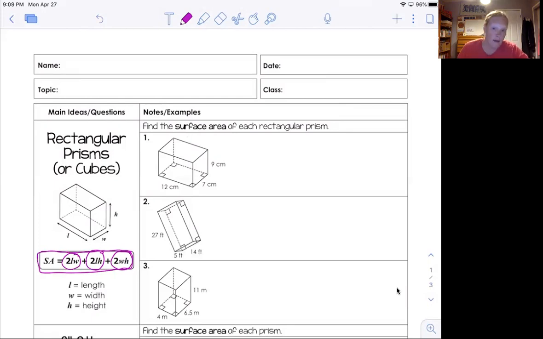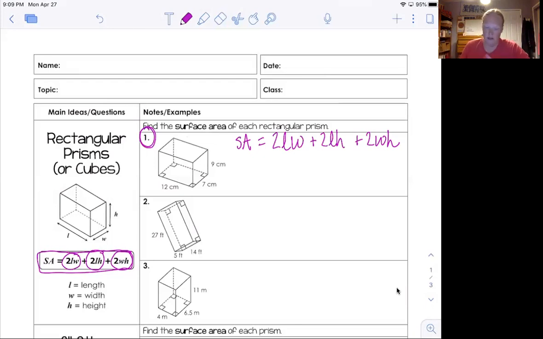Okay, so one thing I recommend, because this unit is so formula heavy, is that you identify the shape and write down the formula that you're going to use. And then you just plug in what you know belongs to that formula. That's the easiest way to do these. So number one is a rectangular prism, and the formula for surface area is 2 lengths and widths plus 2 lengths and heights plus 2 widths and heights. I think I said the same thing twice.